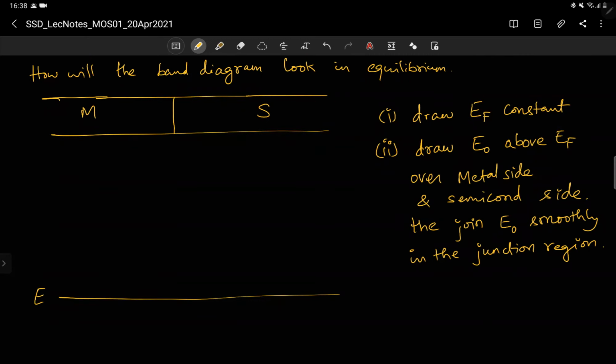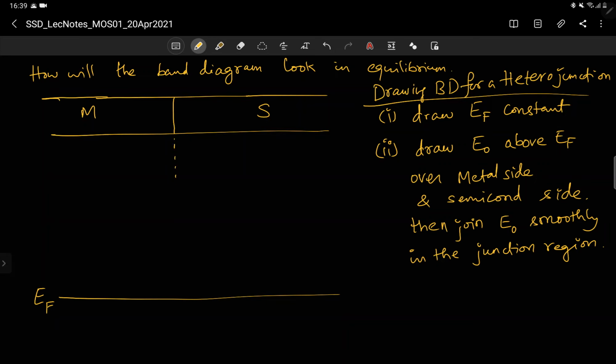This is how you should draw a band diagram for materials of different types, which is called a heterojunction. Hetero means not of the same material. So first you draw EF constant, then draw E naught above EF over the metal side and the semiconductor side, then join E naught smoothly in the junction region. So you know that charge transfer occurs between metal and semiconductor.